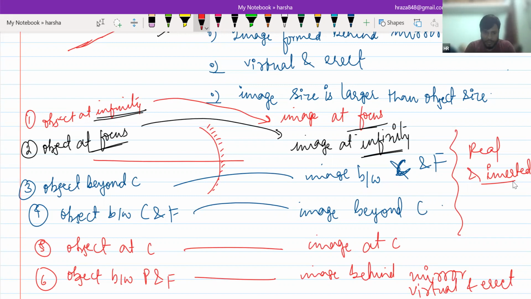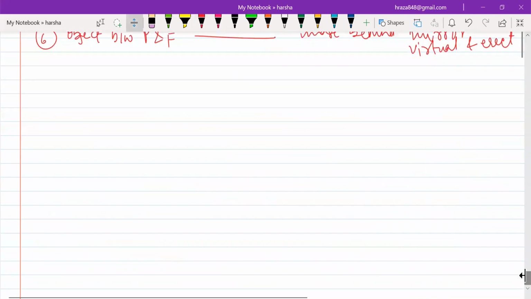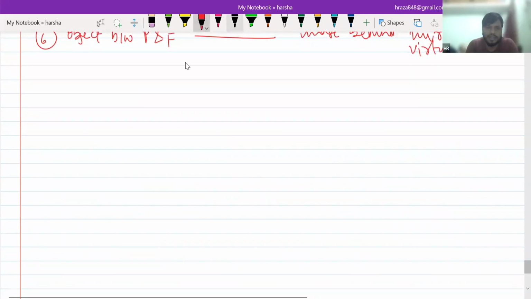If you draw all the diagrams or the formation of images and you look at them, it will be easily understood and you can remember it. Okay, Hamna? Okay, moving to the next part.